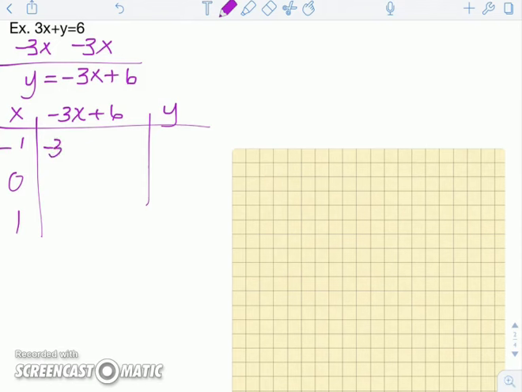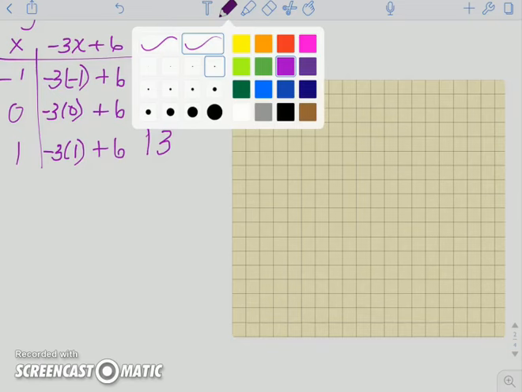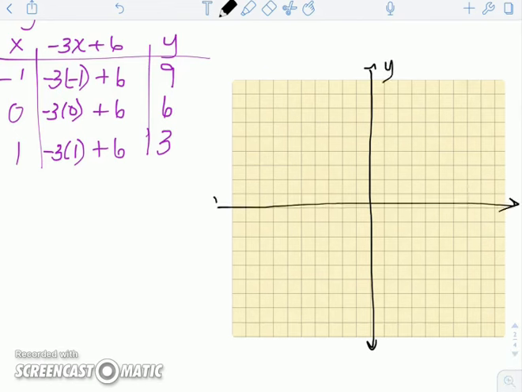So I'm looking at -3 times -1 plus 6. -3 times -1 is 3, plus 6 leaves me with 9. -3 times 0 is 0, plus 6 leaves me with 6. And -3 times 1 is -3, plus 6 leaves me with 3. Here's another refresher for graphing. My vertical axis, meaning up and down, is my y-axis. The one that goes across, the horizontal, is my x. In the center is my origin. It's the point (0, 0).